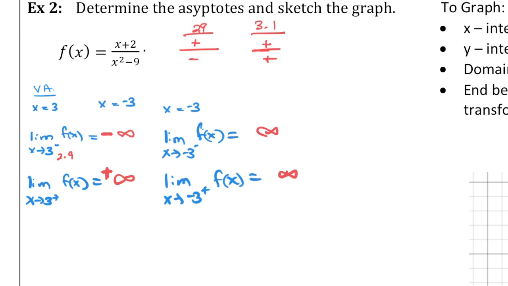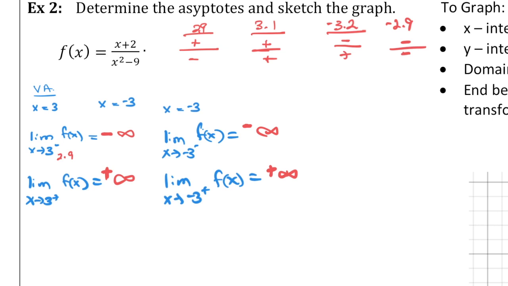Now, to the left of negative 3, so let's look at negative 3.2. When you substitute in, you get a negative over a positive. So it's going to go downward for negative infinity. And then if we look at negative 3 from the right, let's say negative 2.9, we're going to get a negative over a negative, which of course is a positive. So we have done a sign analysis.